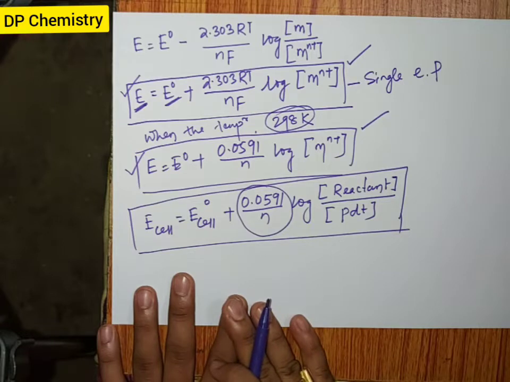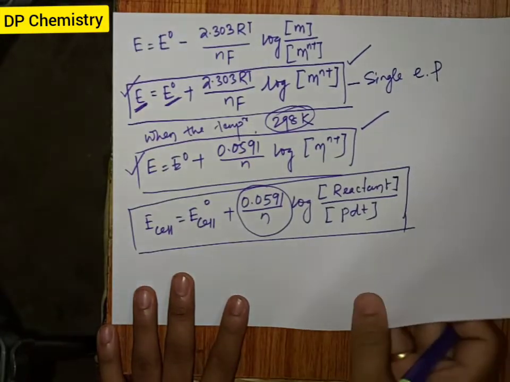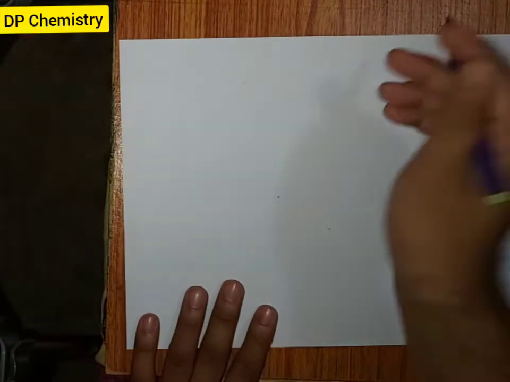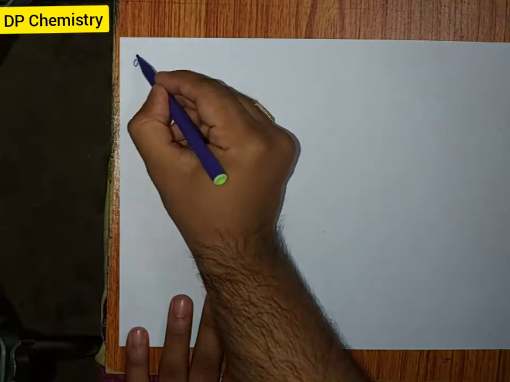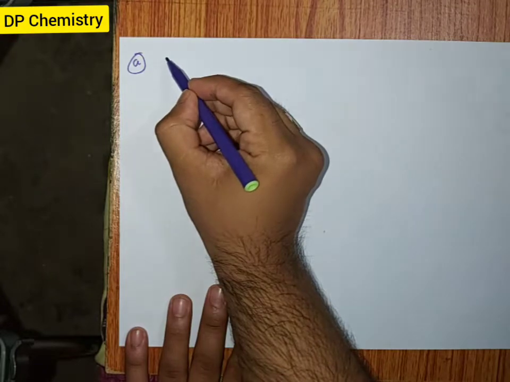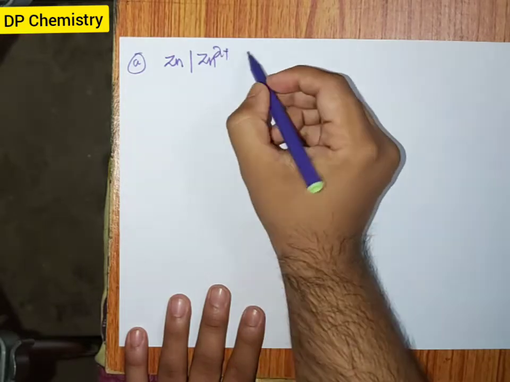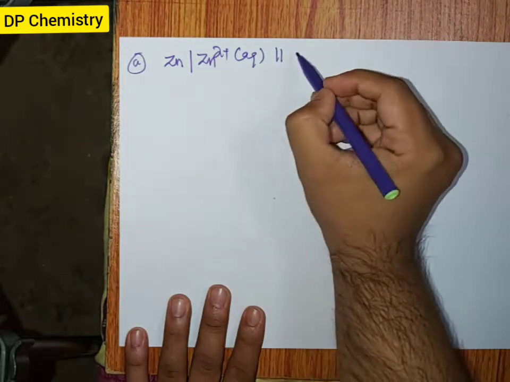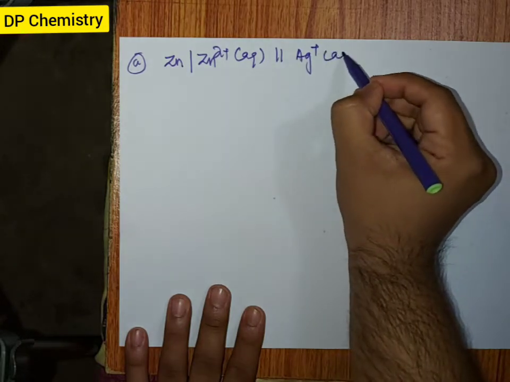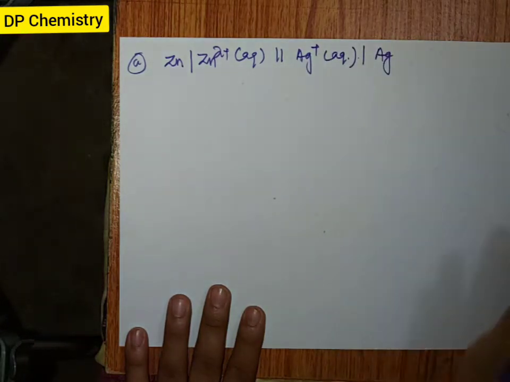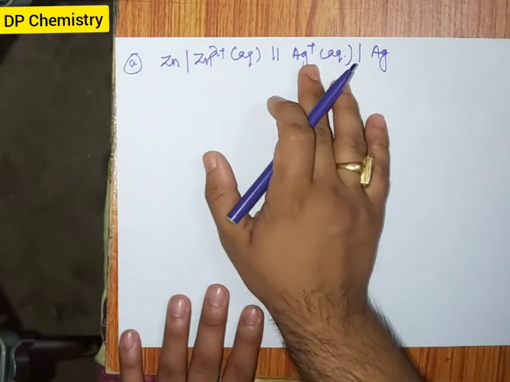Now we are going to take a few examples. We will take some cells, and accordingly we will find the Nernst equation of those cells. The first cell is a zinc silver cell. The cell representation is Zn | Zn2 plus || Ag plus | Ag. We have to find the Nernst equation for this cell.